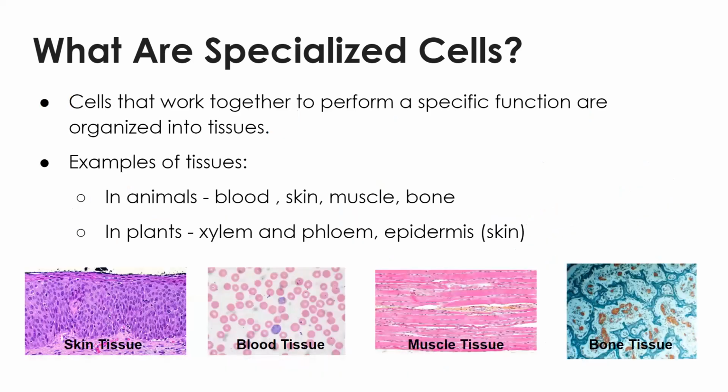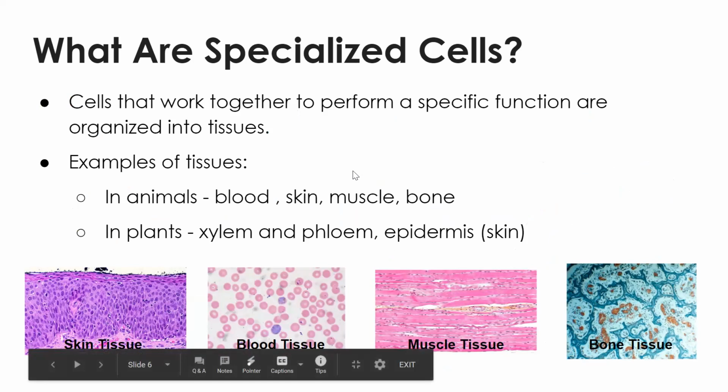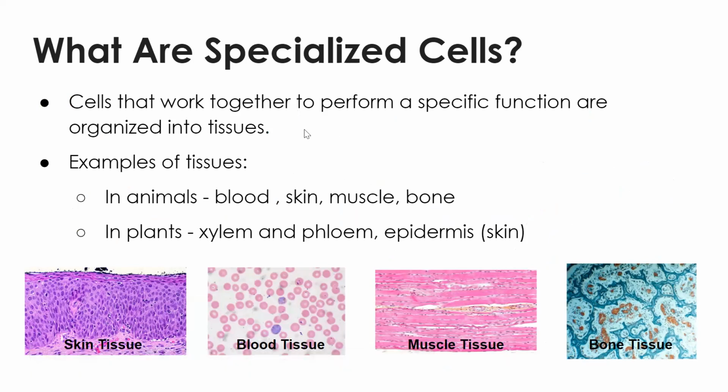These specialized cells work together to actually perform specific functions. They're organized into tissues. Remember when we were talking about the characteristics of life and cell organization, that all living things are made of cells. It's one of our cell theories. And cells come together to make tissues. Tissues come together to make organs. Organs come together to make organ systems, and organ systems come together to make organisms.